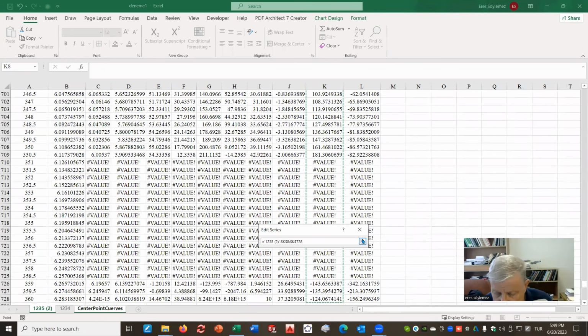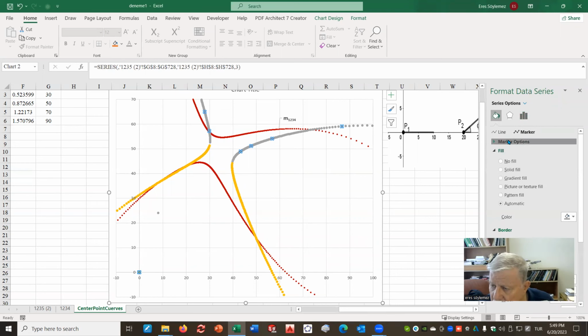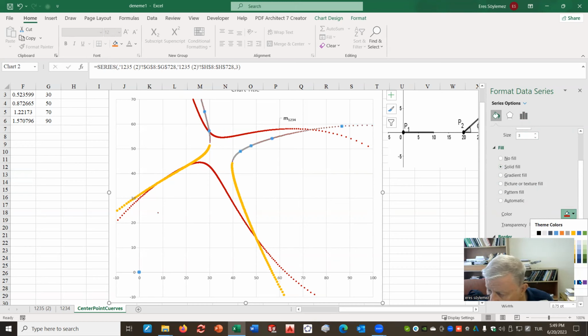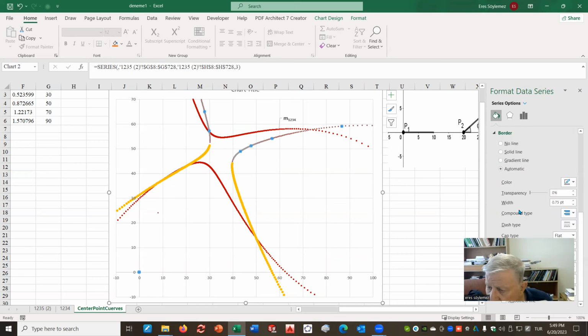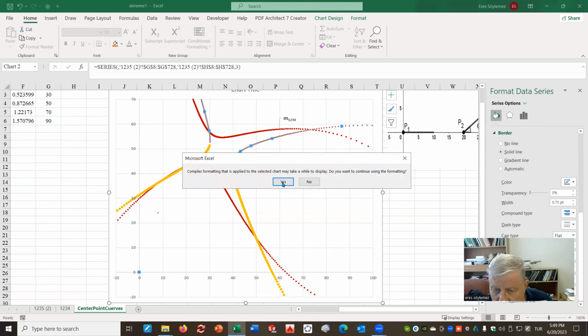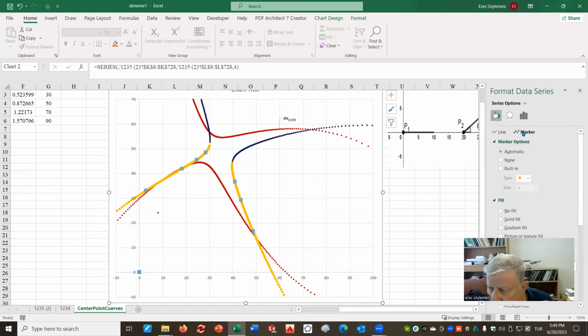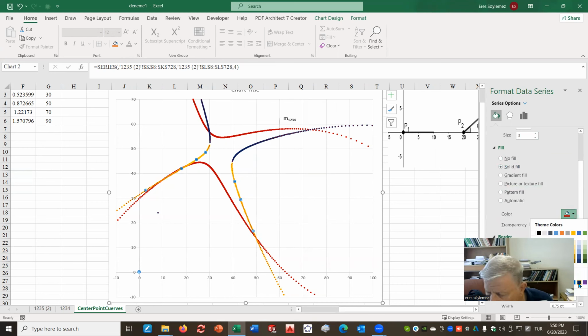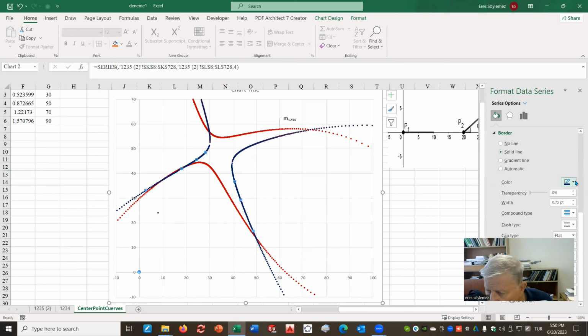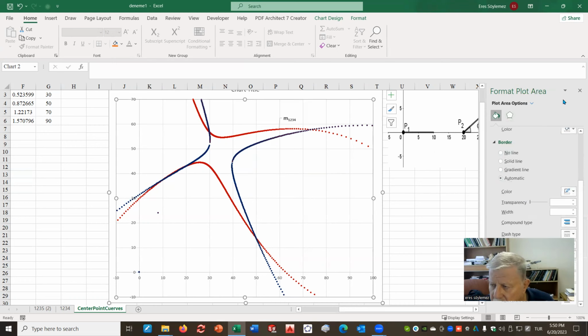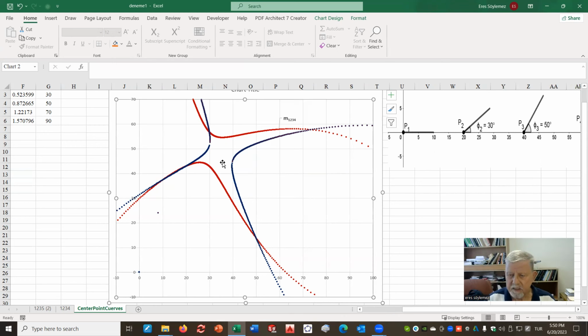Now again, let us format data series. Marker options, built-in, decrease its size. Solid fill. This time let us make it blue, dark blue. Solid line, dark blue. Okay. Marker, built-in, solid fill, dark blue, solid line, dark blue. Okay. Now you can see the intersections, etc. Now we are to find those intersections.